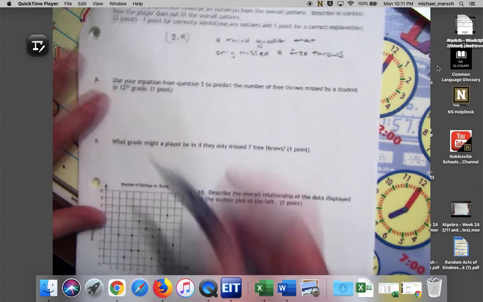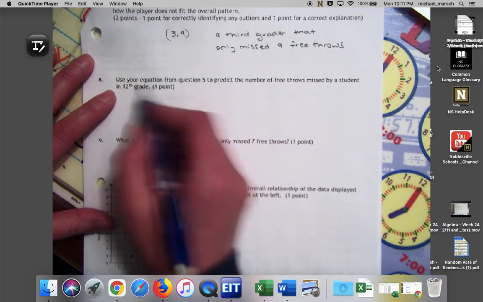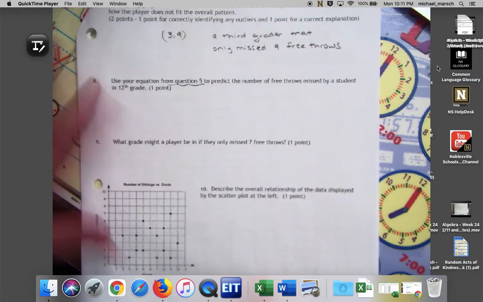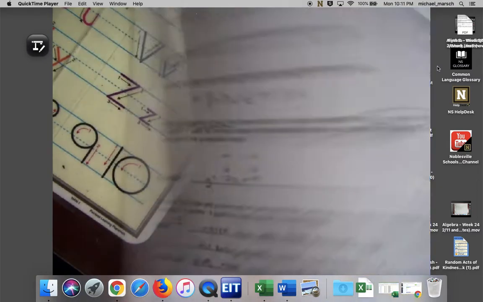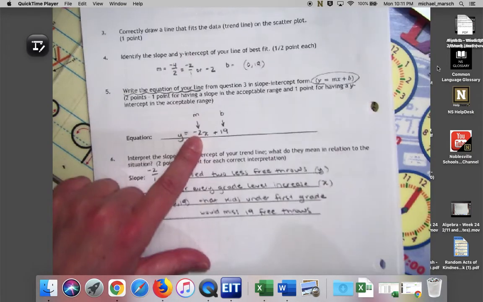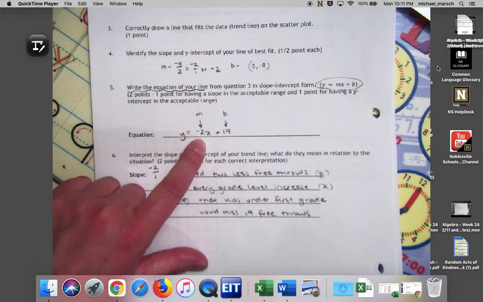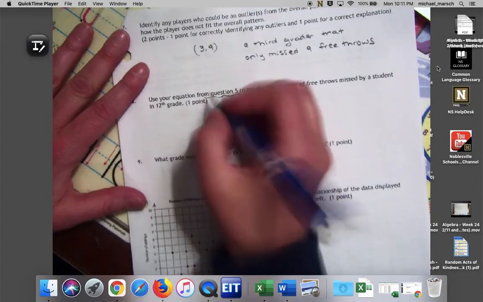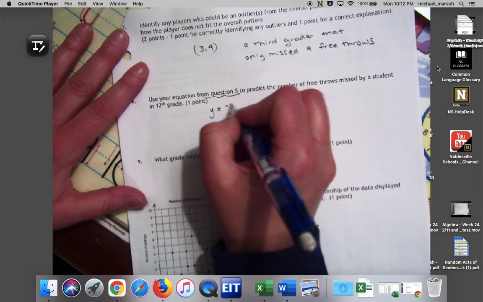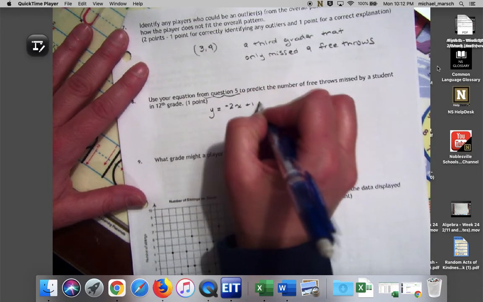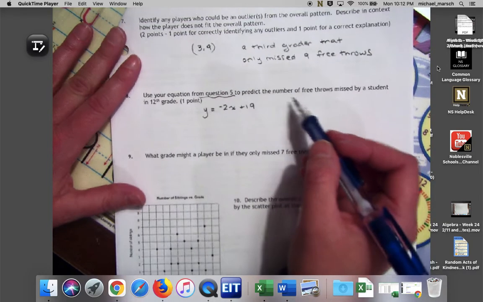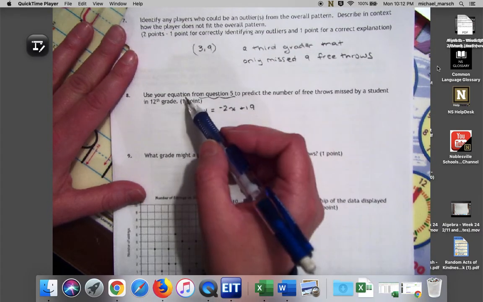All right. In my equation, so use my equation from question 5. So I'm going to go back and look at question 5 and say, oh, there's my equation. Okay, that's what they're talking about. So in my equation from question 5, I'm going to refresh my memory. y = -2x + 19. Predict the number of free throws missed by a student in 12th grade.